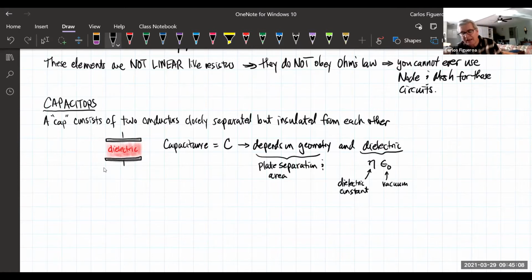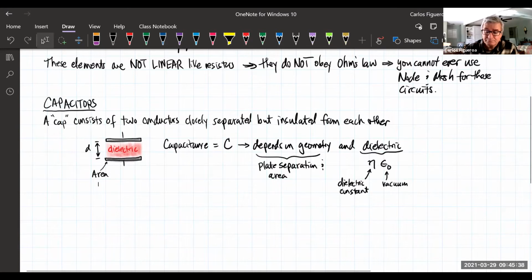And that constant can have a range of values from 1, which would be vacuum, and then it goes up from there. So that's the way I define a capacitor. So typically we're talking about some plate separation, let's call it D. And then when I look at this, I talk about the area of the plate. So that's what I mean by a capacitor here.